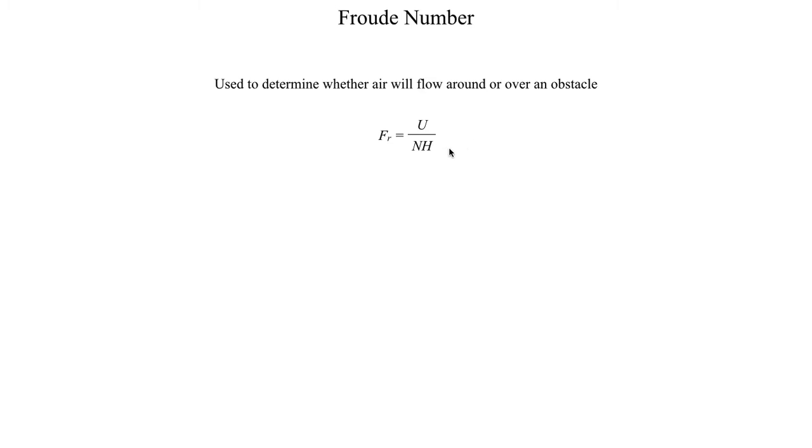So right off the bat, we can get an idea of what Froude number values are favorable for flow over an obstacle or around an obstacle. If the wind is very strong and the obstacle is very short, that would tend to give you a higher Froude number, which gives a better chance of the flow going over the obstacle. A lower Froude number, from a weaker flow or a really tall obstacle, would tend to imply that the flow will go around the obstacle as opposed to over it.